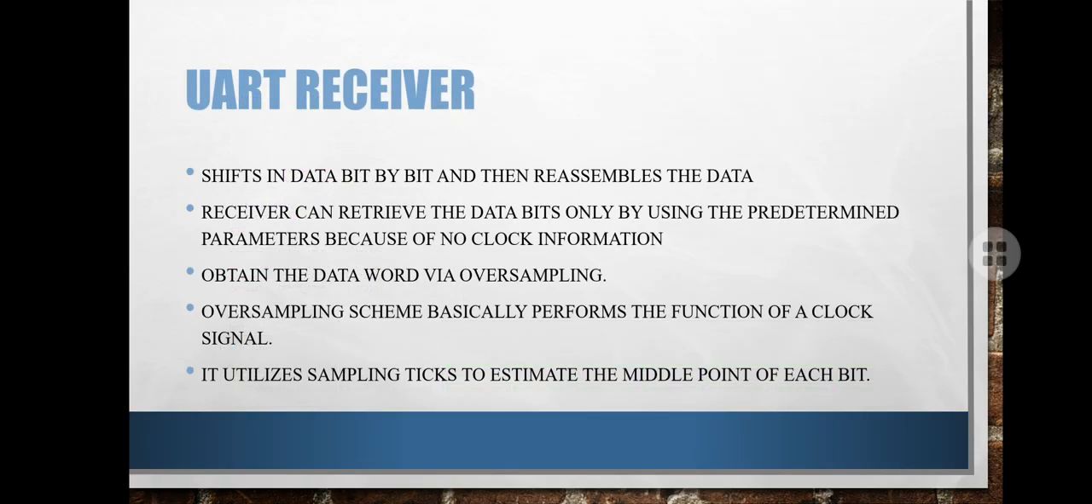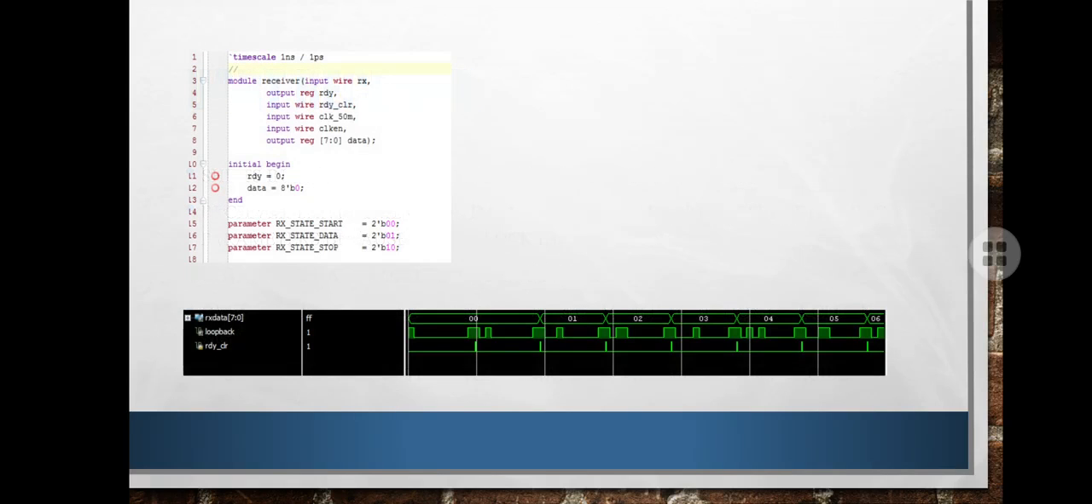Now towards the receiver. The receiver takes in data bit by bit and then reassembles the data. The receiver can retrieve the data bits only by using predetermined parameters because there is no clock information in UART. So to obtain the data word, we use oversampling. Oversampling basically performs the function of a clock signal. It does so by using the sampling to estimate the middle point of each frame. This is a Verilog code for the receiver in which we are initializing its parameters and its input and output variables. And below is the diagram of the receiver.